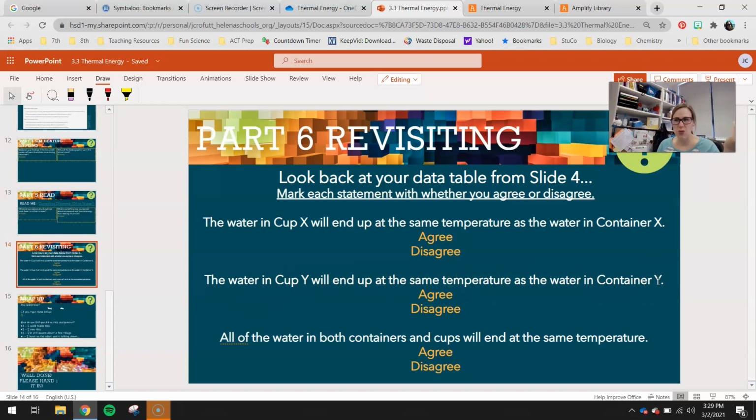So really, when we ask this question, we're talking about at the end of our little time frame, we did about 30 minutes. So what do you guys think? Do you think that they're all going to be the same? You either agree or disagree. And then finally, all the water in both containers and cups will end up at the same temperature. So at the end of that 30-minute time, how do you guys think that's going to look?